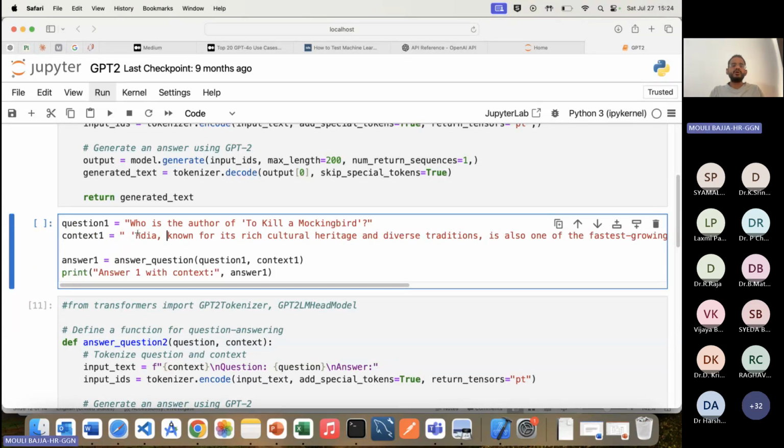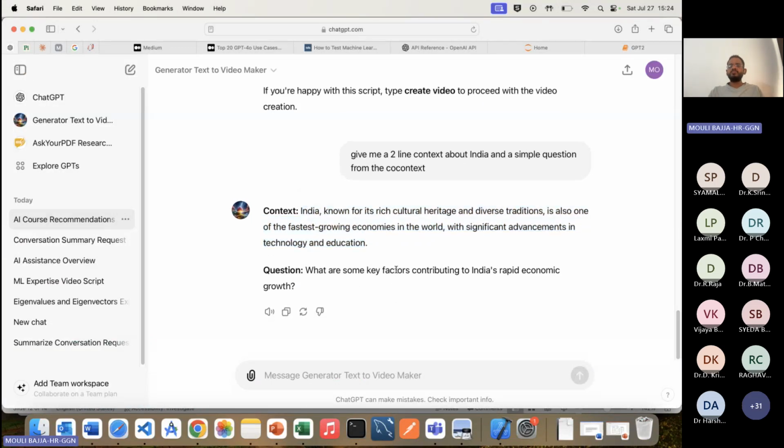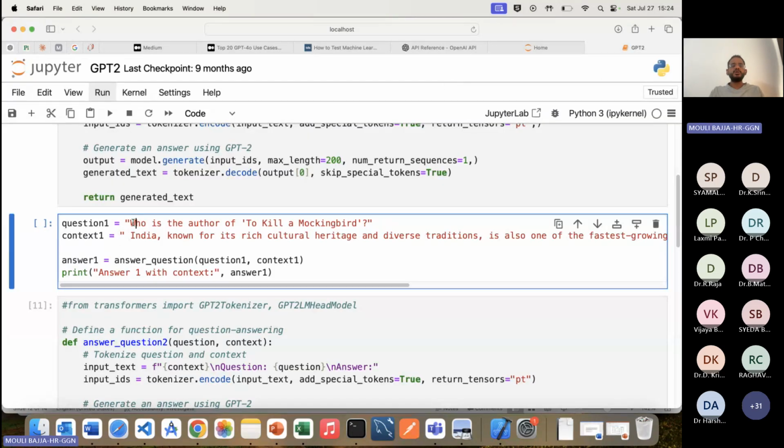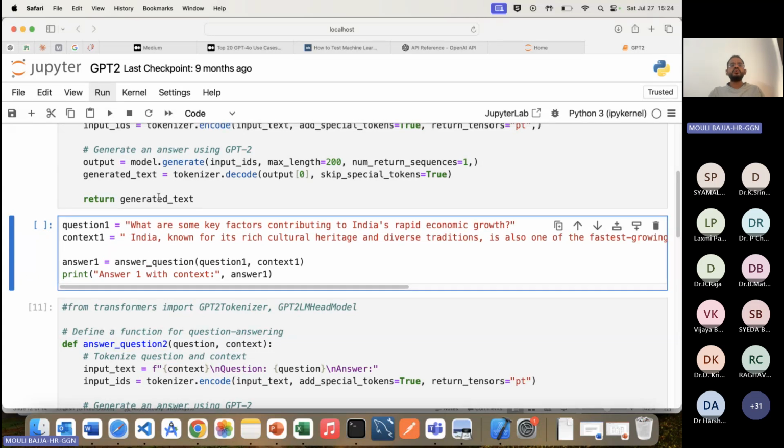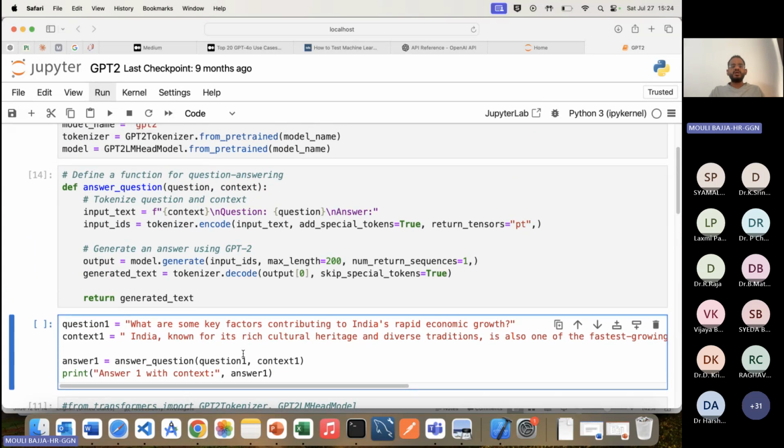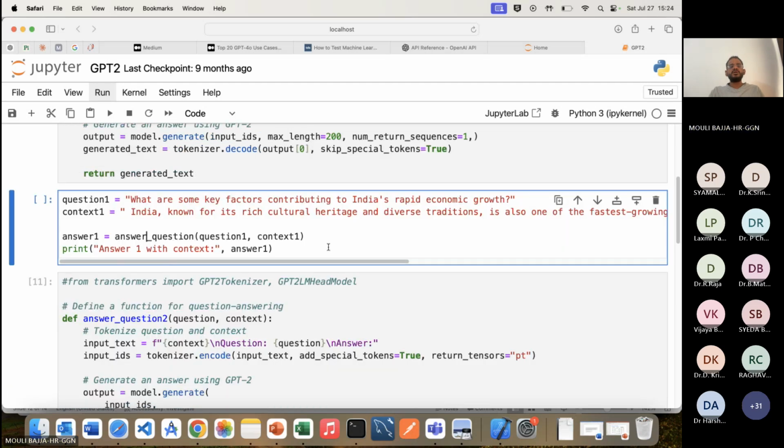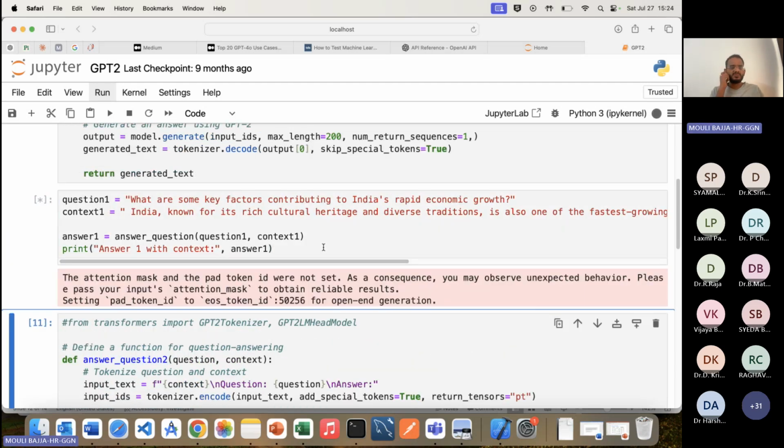It's okay, whatever the context is. Now, the question that it gives is, what are some key factors contributing to India's rapid economic growth? Now, this is the question. Let's see what it is going to answer. Now we are saying answer is answer question. You just execute this function and pass the question and context. Let's see.